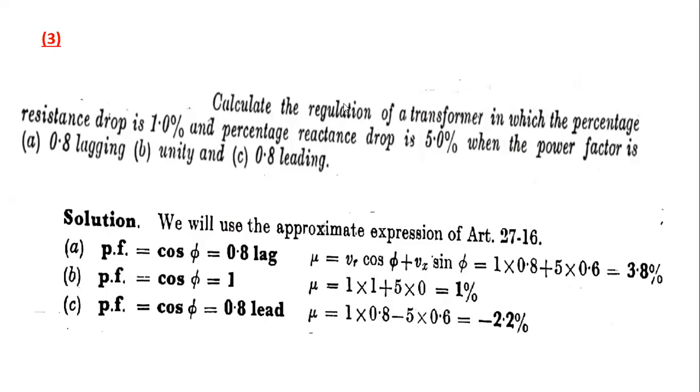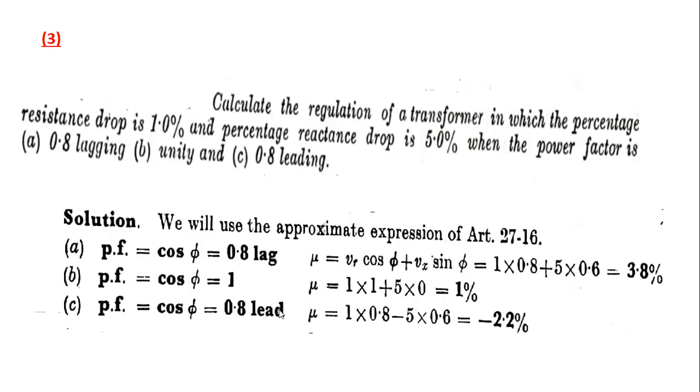Before going to calculate the regulation, first we calculate the power factors. What is the power factor? First write down the power factor. First case, power factor, that is cos phi, is equal to 0.8 lagging. Second case, unity power factor. Unity means the 1. Third case, 0.8 leading.